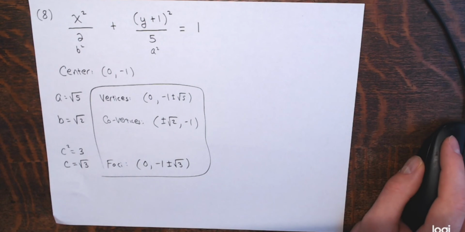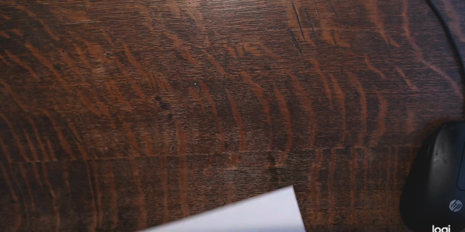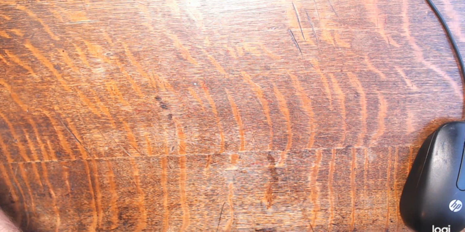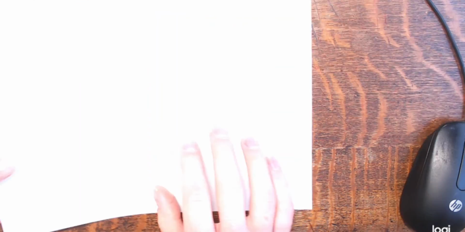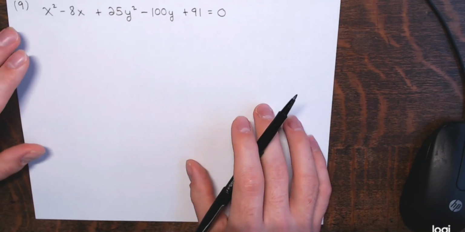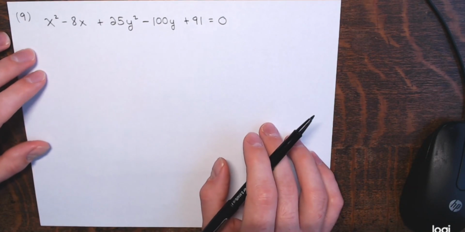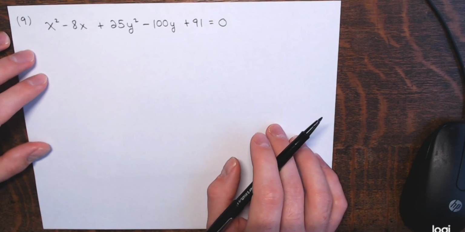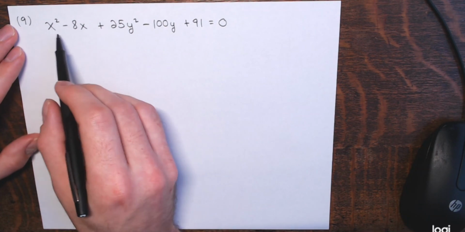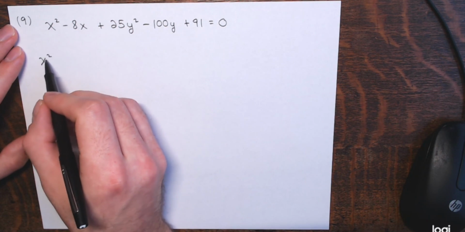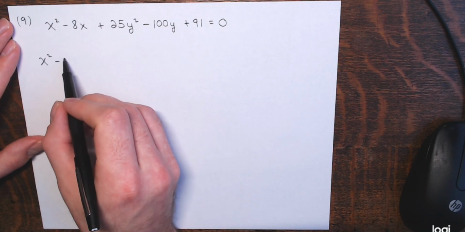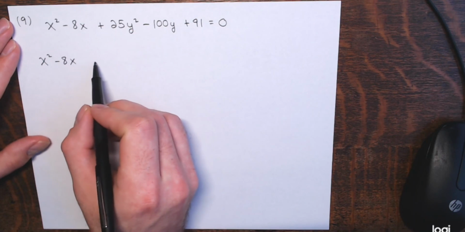Alright, and then I just got one final example. It's one of those again where the equation does not start off in standard form. I have to put it in standard form. Now the x terms, they already have 1x squared. So I'm just going to leave space right now to complete the square.